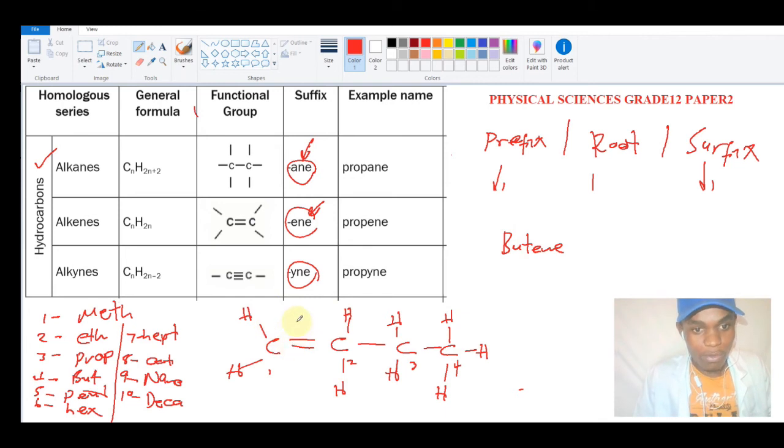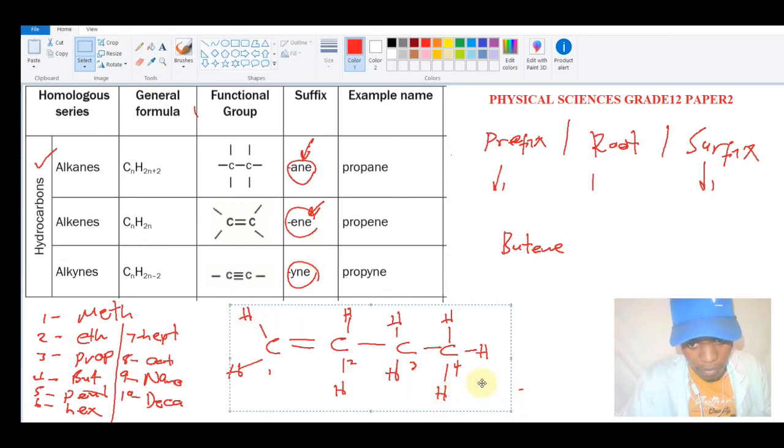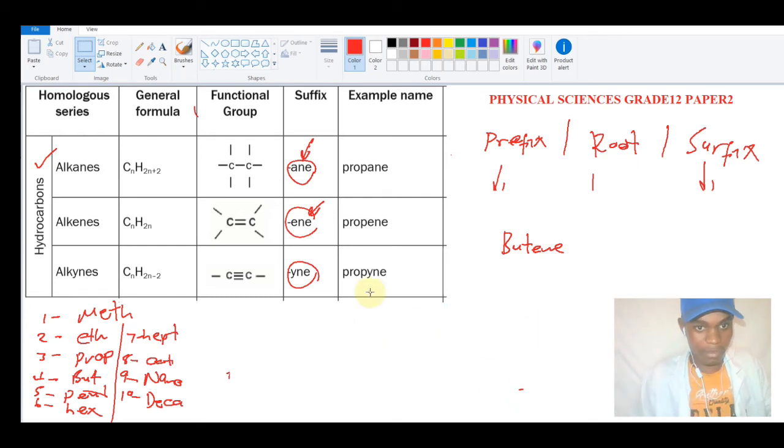Now, let's say you put a triple bond, it will be an alkyne, so it will end with yne. So let's try it. I want us to try them all. In the interest of time, I want us to check something, because it's the same story for alkynes, the same story. So let's try something new.